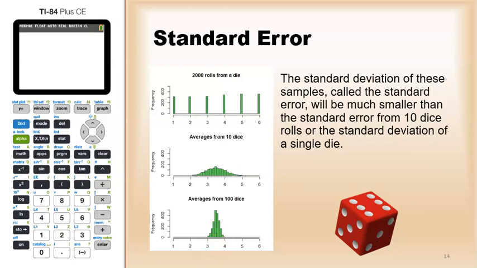So the standard deviation of these samples, called the standard error, will be much smaller for the 100 dice than it would be for the 10 dice, or even for the original single roll. You can see in the bottom graph there, everything's very tight, very little error, or very little deviation.